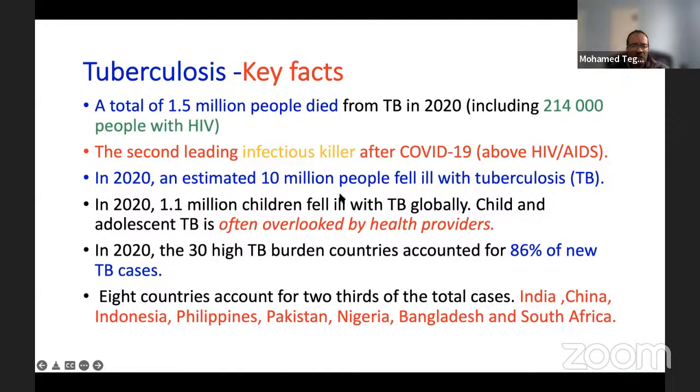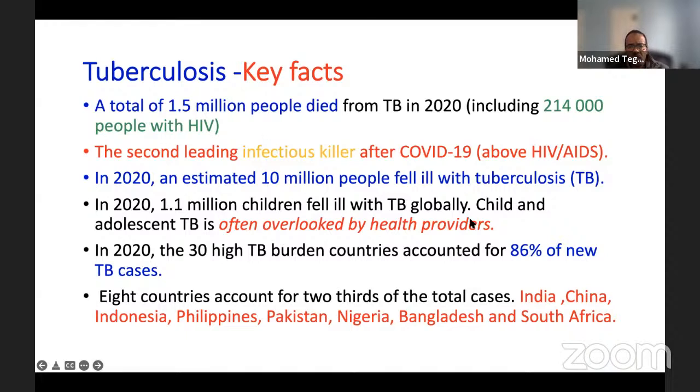Unfortunately, TB in children is most of the time overlooked by care providers and misdiagnosed. That's very serious because you're talking about a carrier or active case of TB basically walking in the community, playing with other kids, spreading the disease among close contacts in the family or even in the neighborhood.